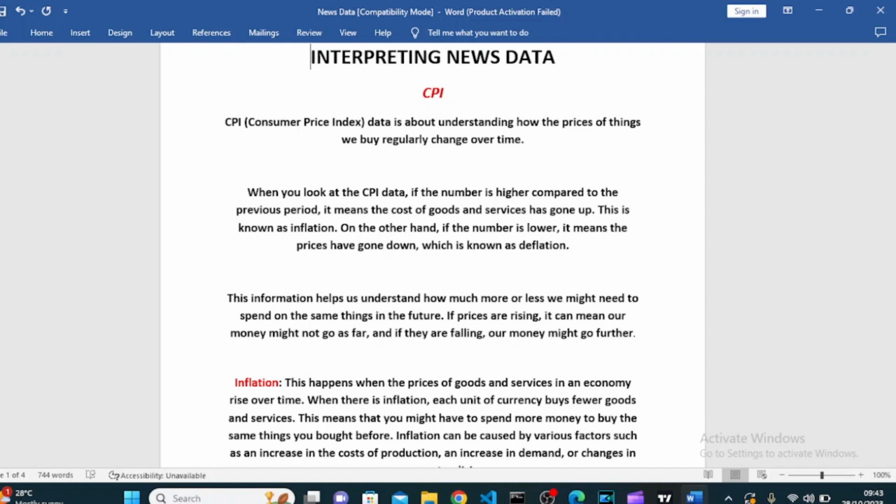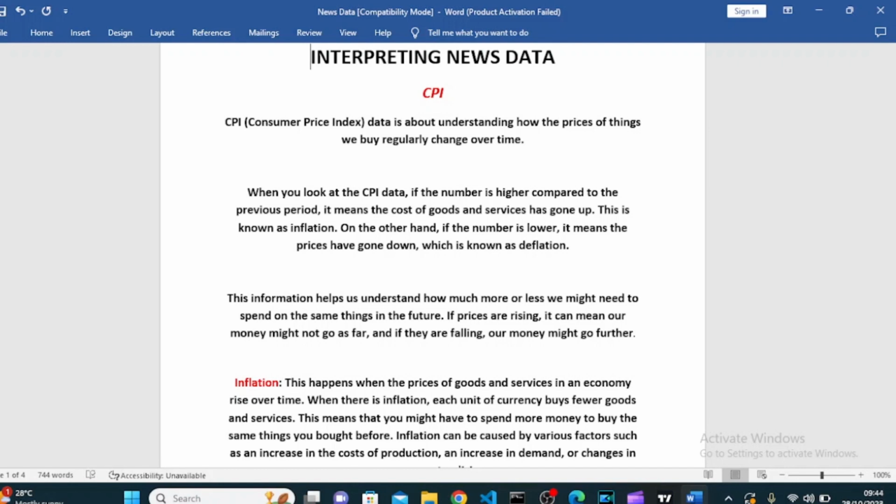So if you look at the CPI data and it is higher than the previous one, it means that the prices of goods and services have gone up. This is known as inflation. On the other hand, if the number is lower, it means the prices have gone down, which is good. This is known as deflation.